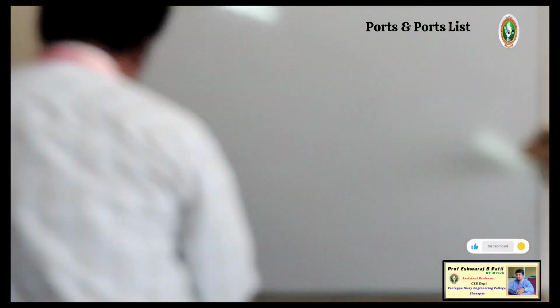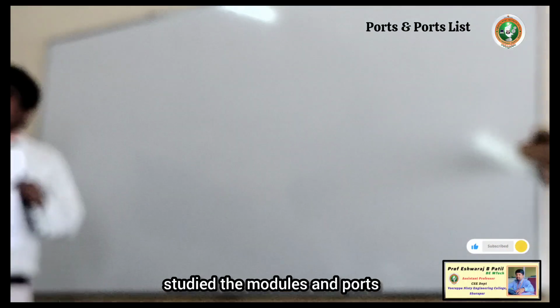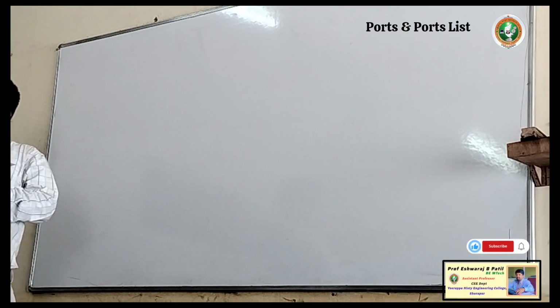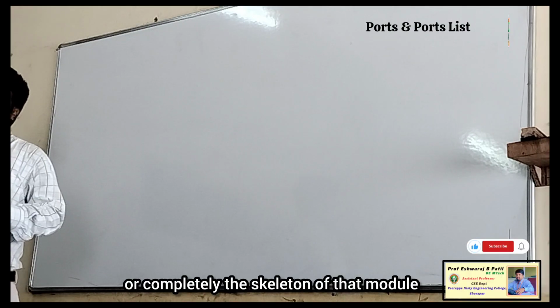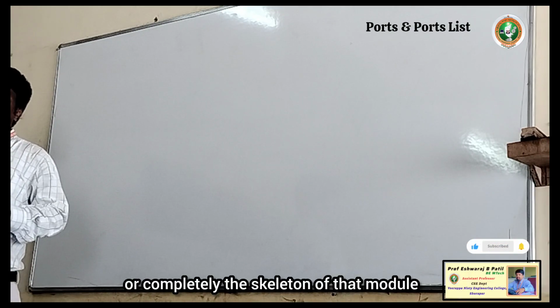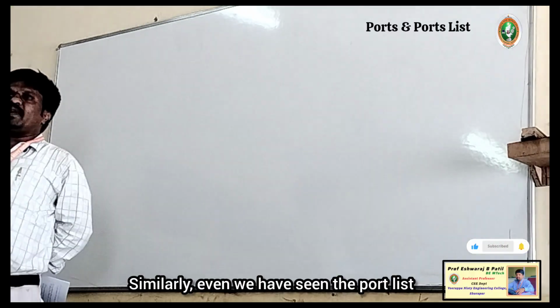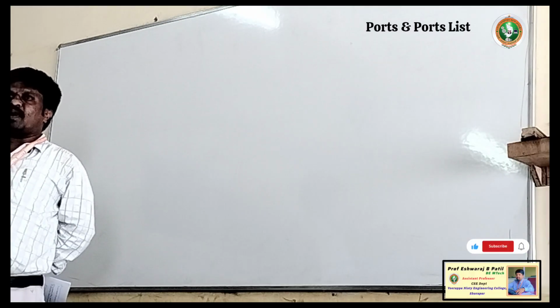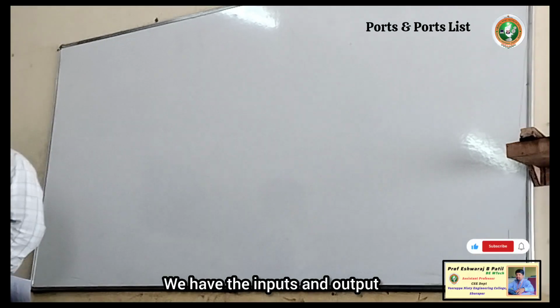Okay. In the last class we studied models and ports. We have seen the model completely, the skeleton of that model, and also the body of that model. Similarly, we have seen the port list. What is a port? That's nothing but the input and output ports.